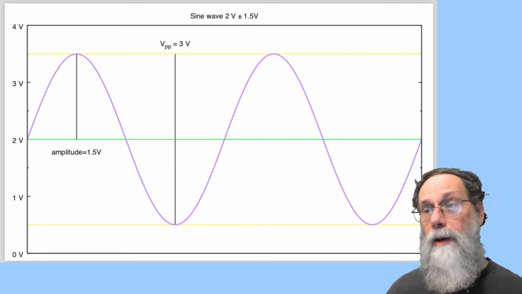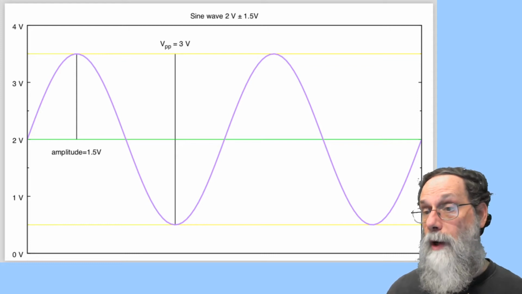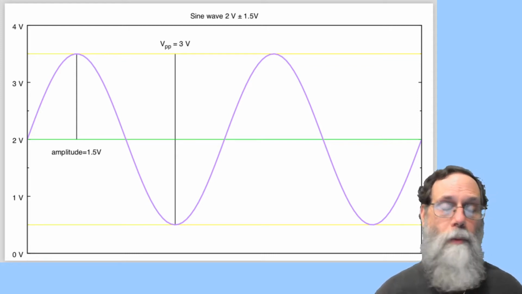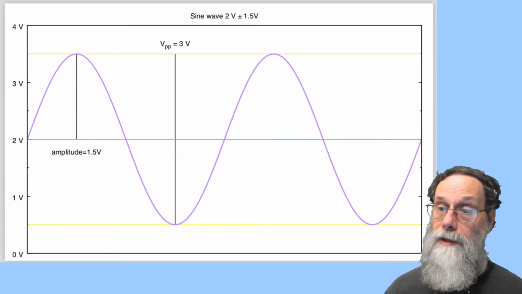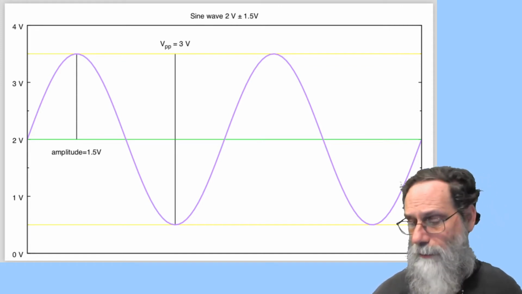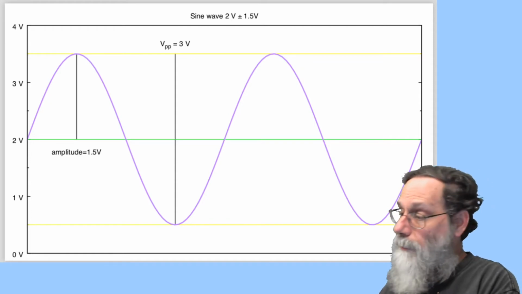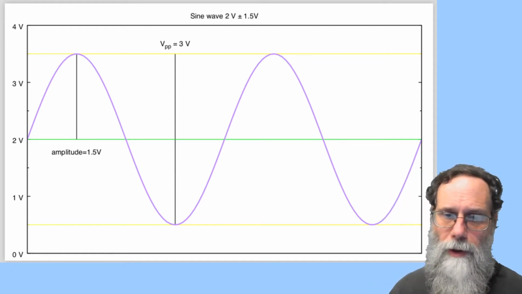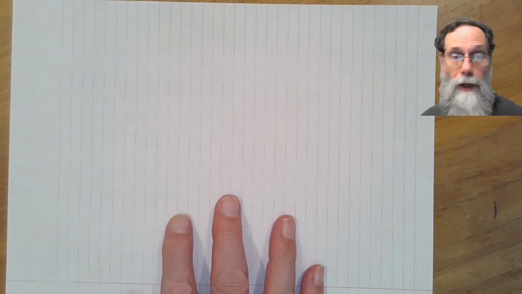And there are other properties of the signal we might want to care about besides just how big is it, which is basically all we've been talking about so far. We might want to talk about how fast does it change? That's the frequency of the signal. And we have actually two versions of that to look at, both frequency and angular frequency. So let's go back to the paper here and write down the formula for that signal we were just looking at, which was 2 volts plus or minus 1.5 volts.